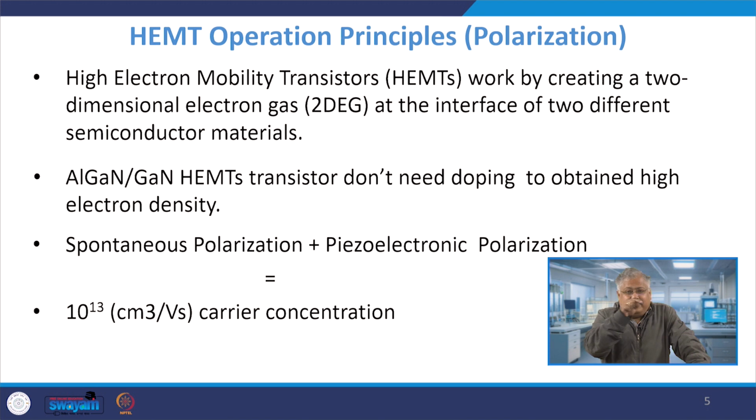The doping itself might change as you move across the device dimensions, and therefore it is difficult to control the 2D electron gas population by doping. It is better to use a structure where you can actually create a discontinuity in the conduction band. We refer to this as spontaneous polarization plus piezoelectric polarization, which gives rise to approximately 10 to the power 13 to 10 to the power 15 per centimeter square carrier concentration. For a HEMT, typically this is the value which you require.